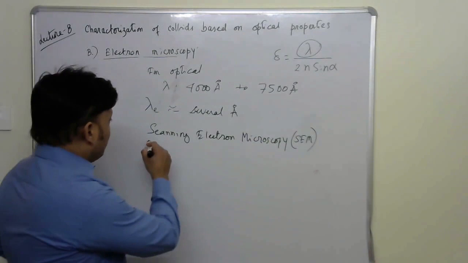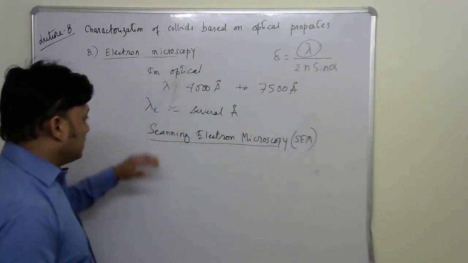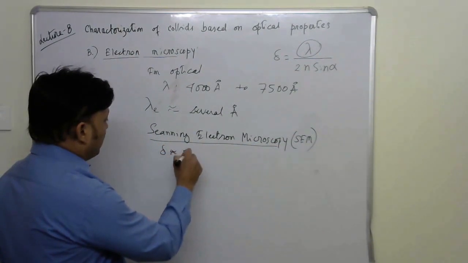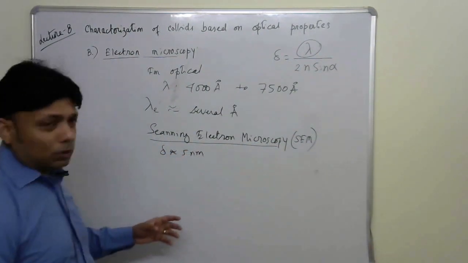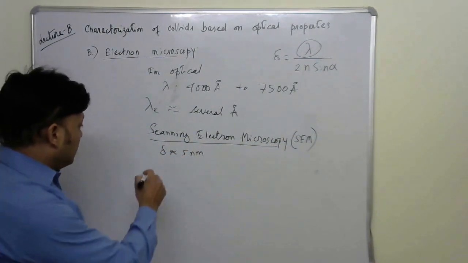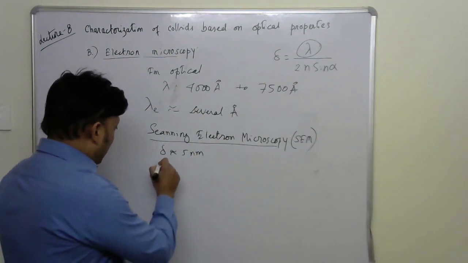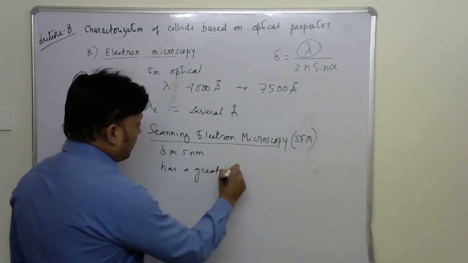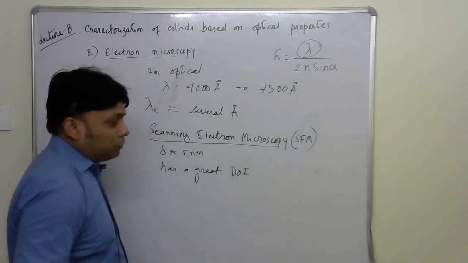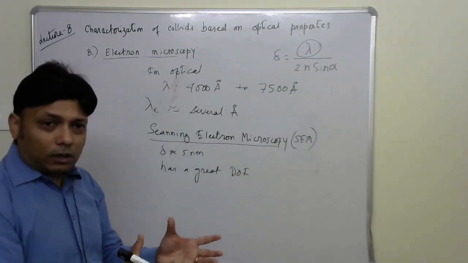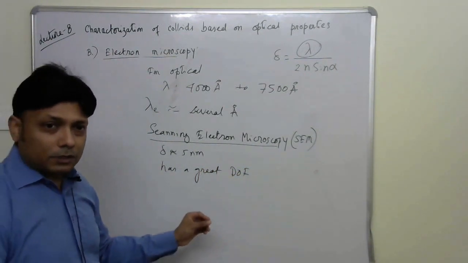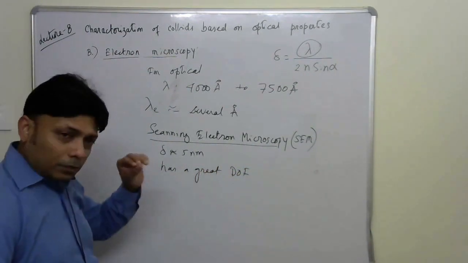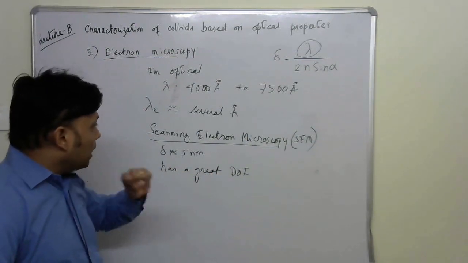Its resolution limit is around 5 nanometers. So you lose some of the resolution here, but the advantage is that it has a great depth of field. That means you can almost visualize a three-dimensional feature of any particles. So it is a very useful technique for observing colloidal particles.